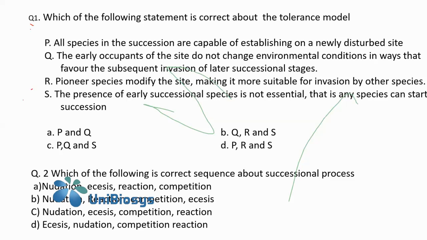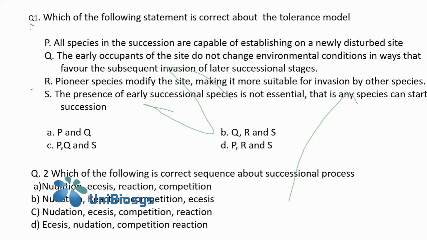That is also the tolerance model. Correct. So P, Q, and S. The option C is the answer, isn't it? Okay. Next one, anyone else want to try, or Maria will also do? Maria will only do. You only read. Time is like, we don't have much time left.